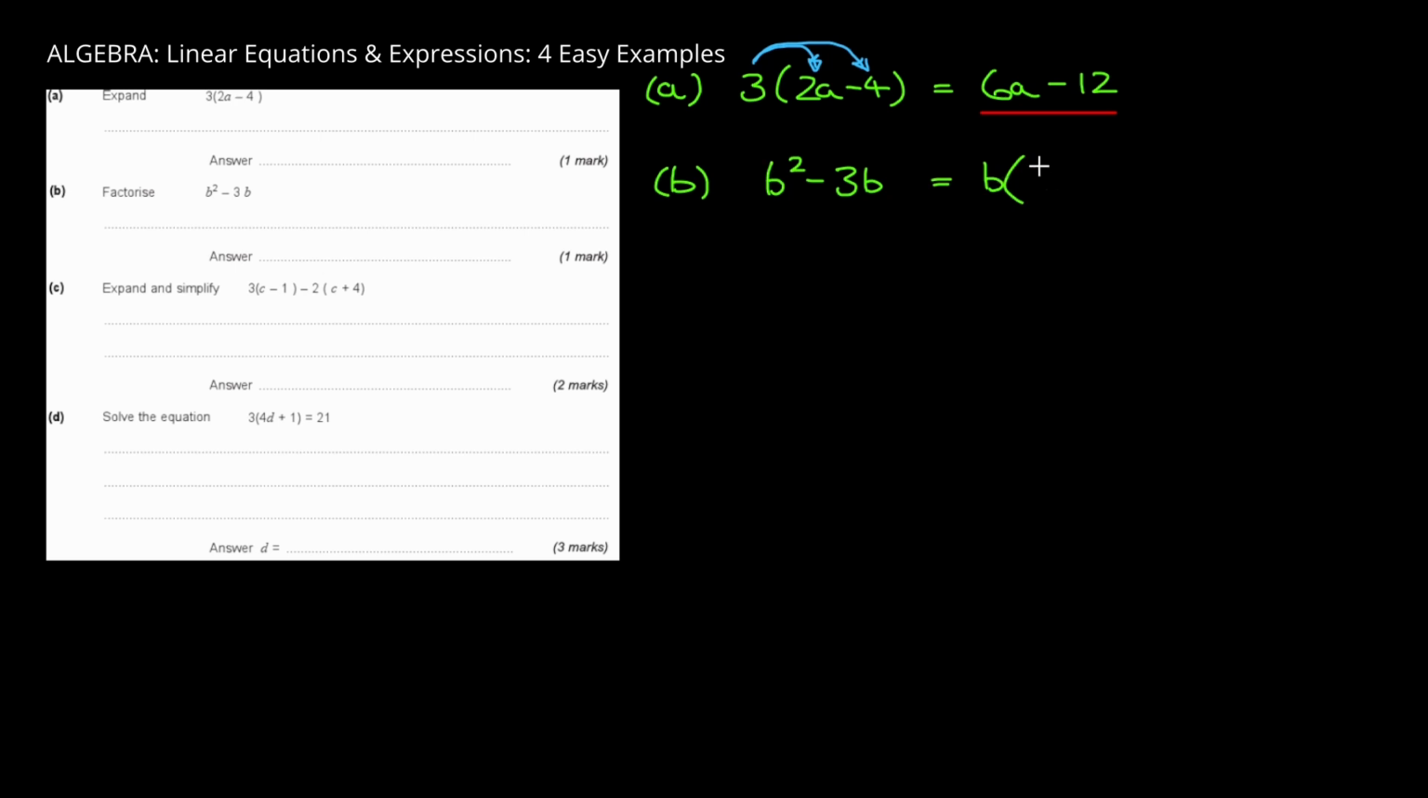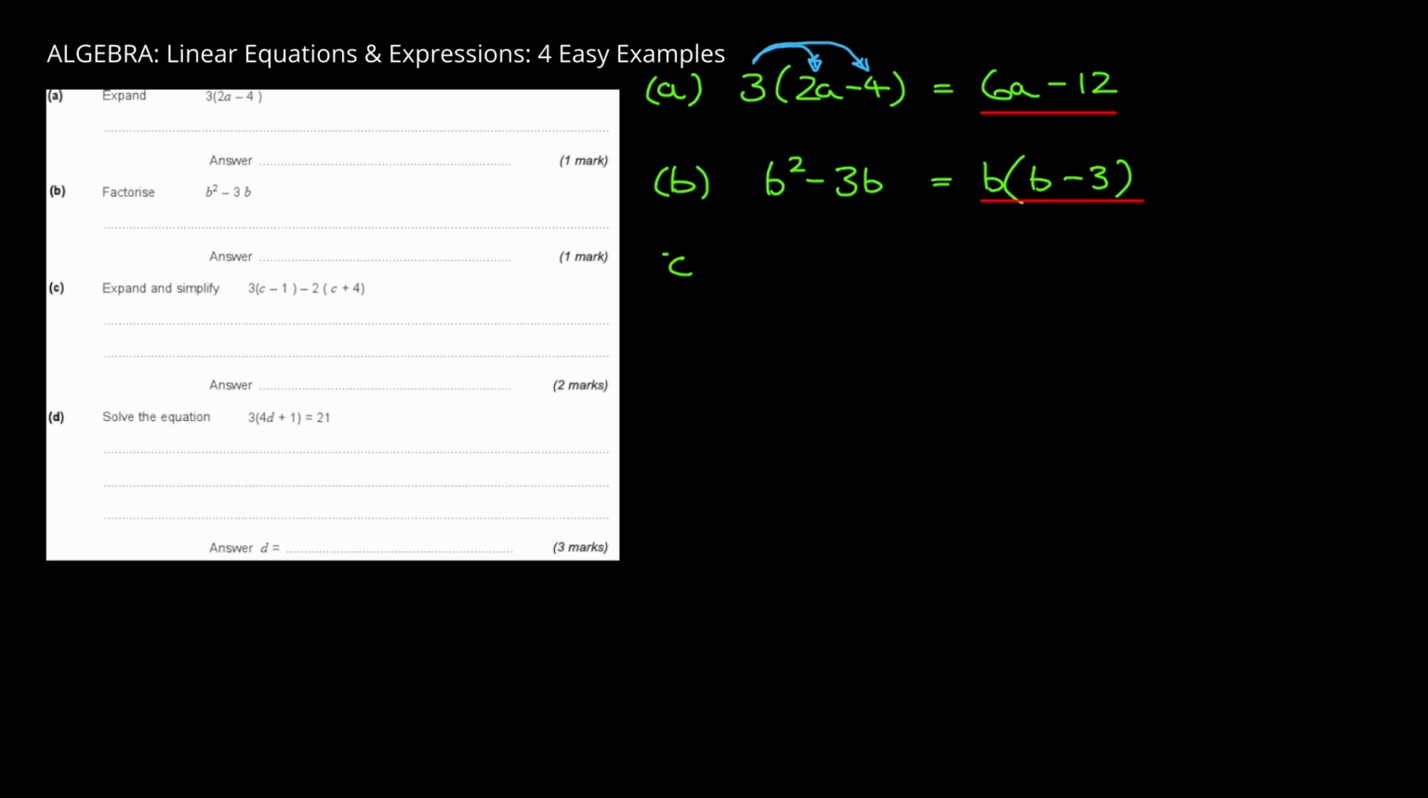Well, we've got to create a b squared from this first term within the bracket. So this is simply b again. B has been taken away from the 3, so the 3 is sitting on its own now inside the bracket, and that will be your answer.